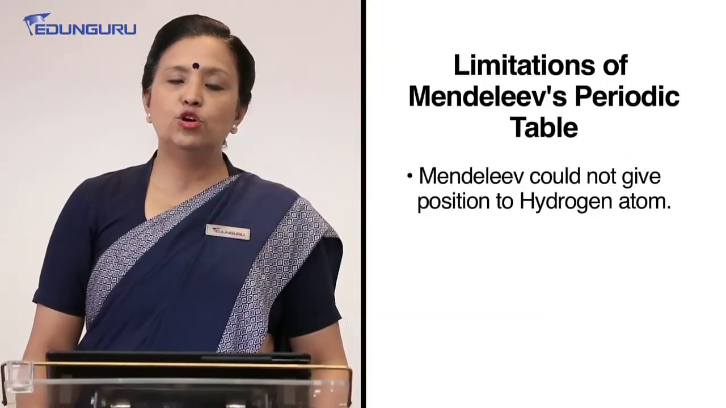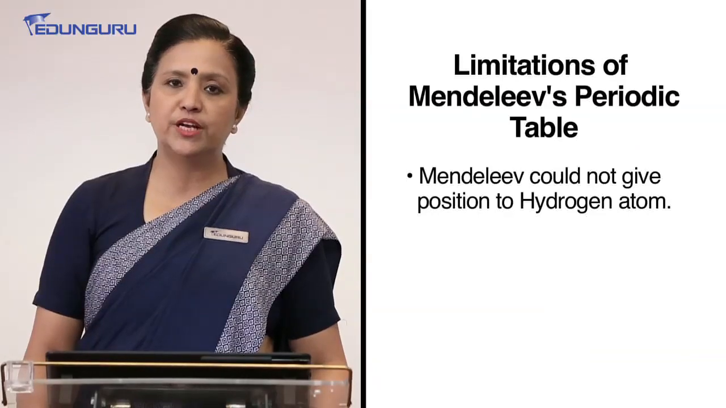Limitations of Mendeleev's periodic table. Mendeleev could not give a position to hydrogen atom because the electronic configuration of hydrogen is similar to that of alkali metals, and so hydrogen forms compounds with oxygen, sulfur, halogens similar to the alkali metals.